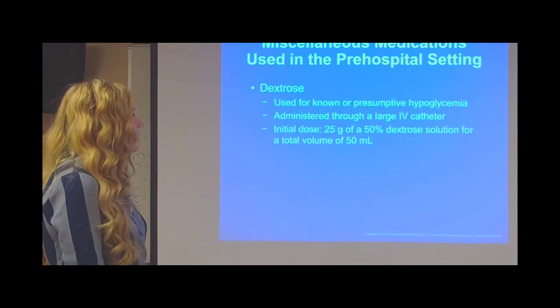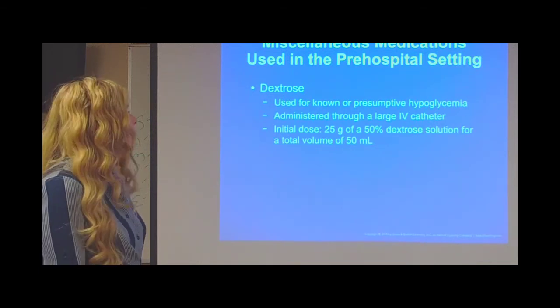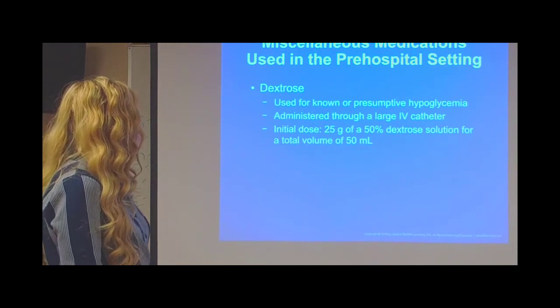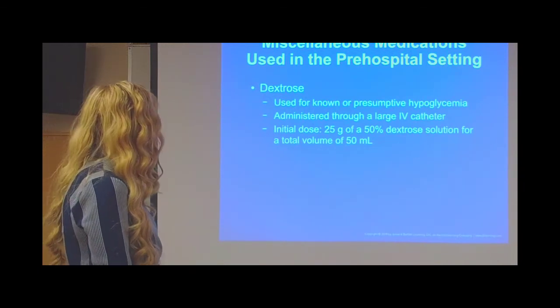Dextrose is used for hypoglycemia, or low blood sugar, in patients and should be administered through a large IV catheter, and then here listed is your initial dose.